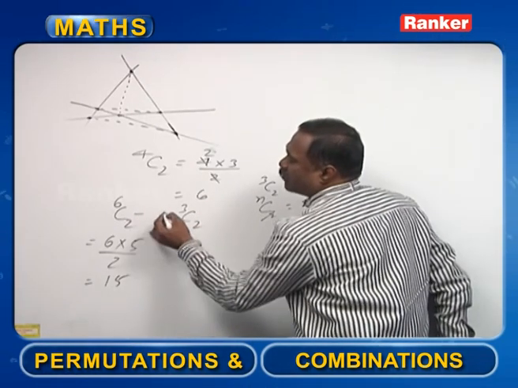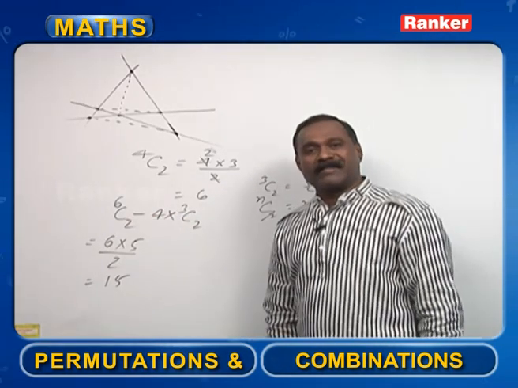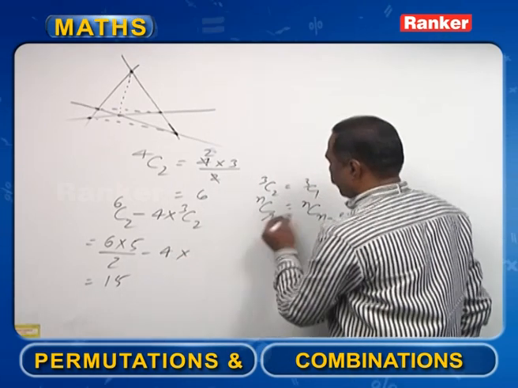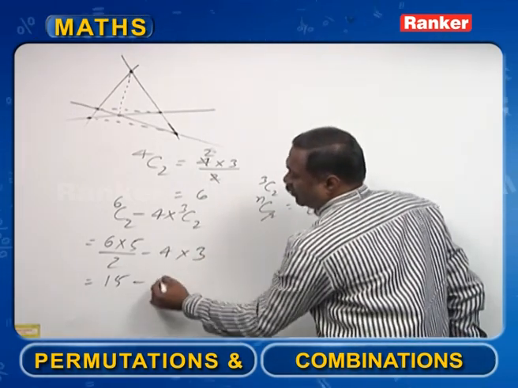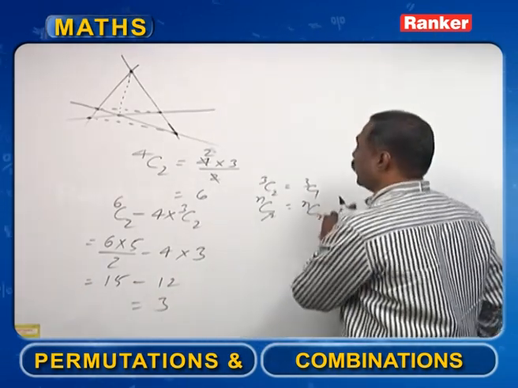Now 4 lines will create 4 into 3C2 lines. Understand it? So what is 4 into 3C2? 4 into 3C1. 3C2 is nothing but 3, so 4 into 3 is 12. What is the exact answer we need there?